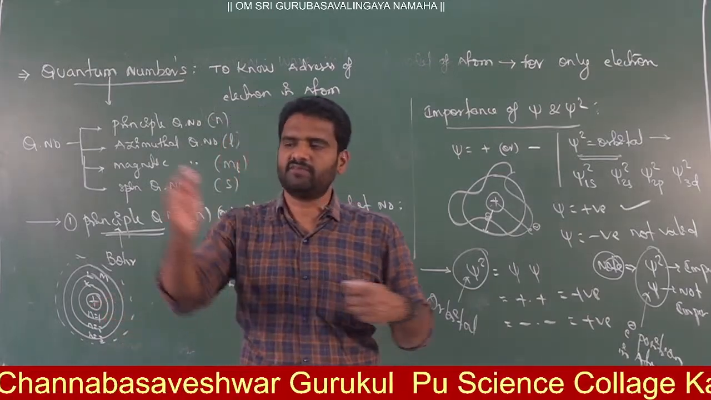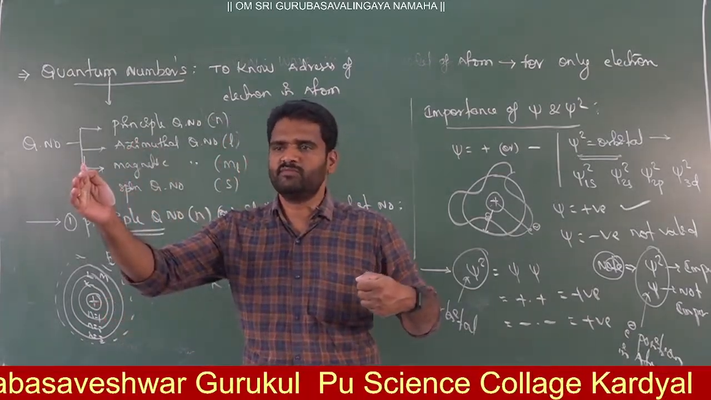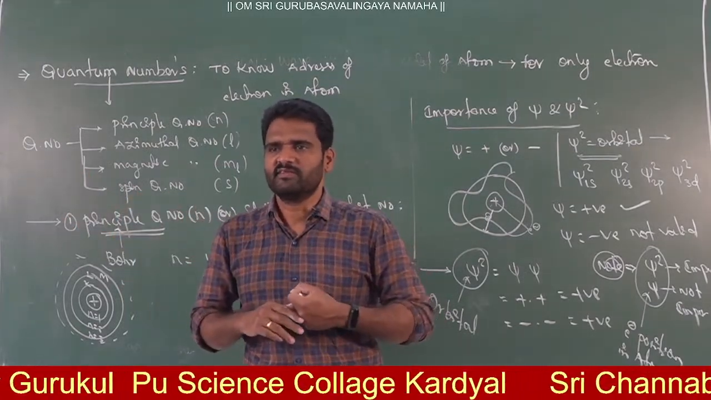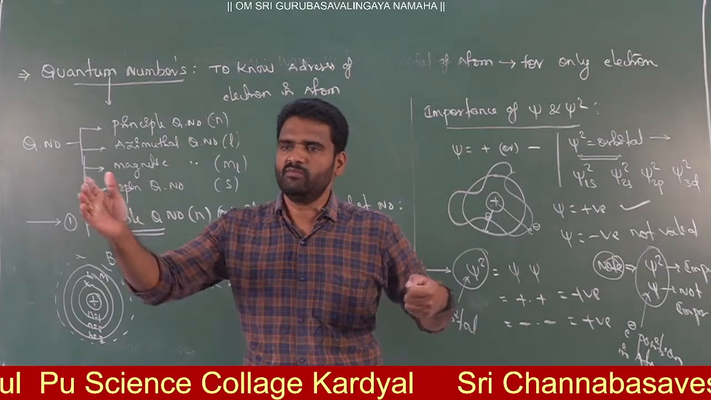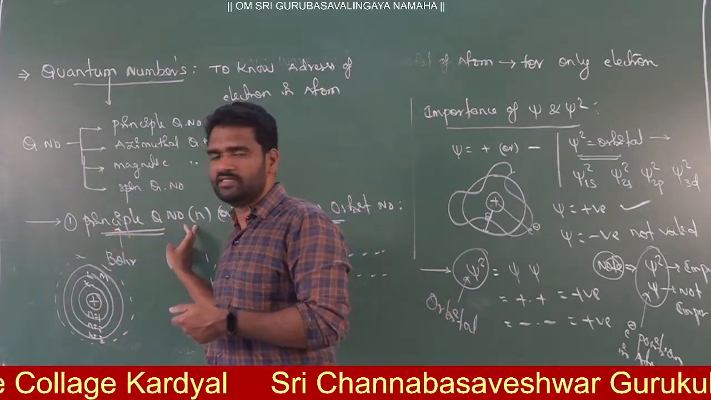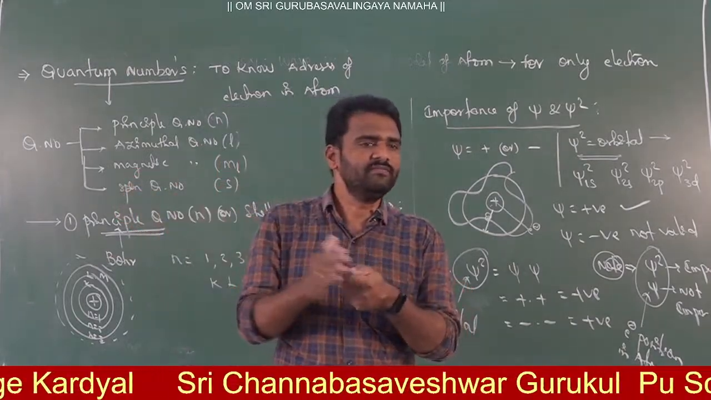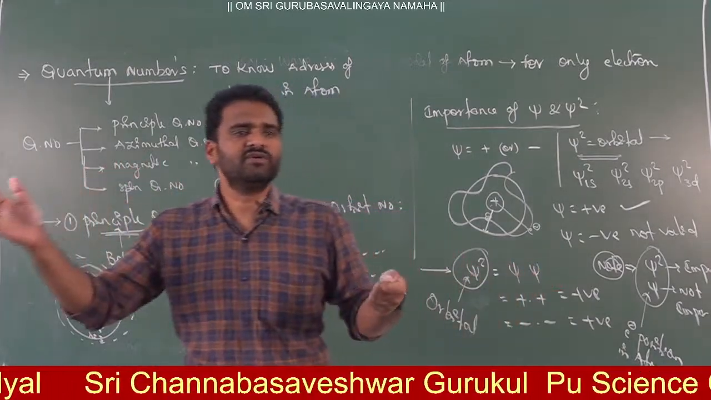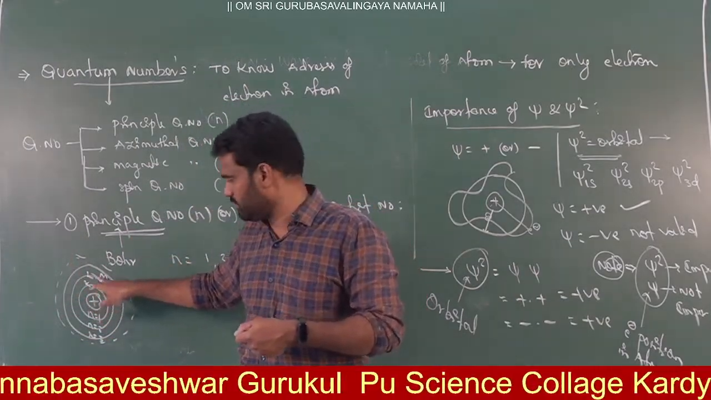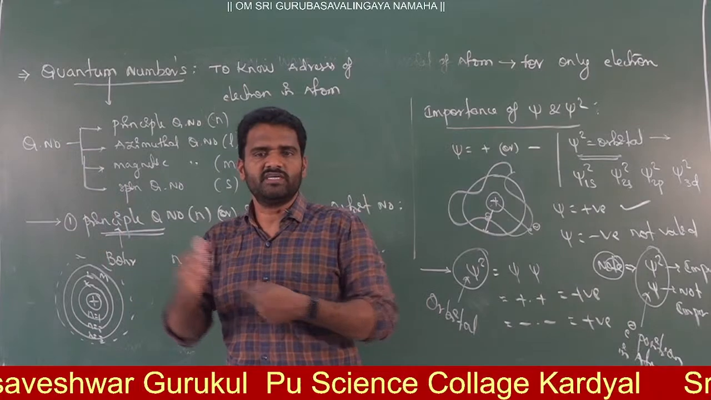then what about the size of the atom? More. And what about energy? Energy also more. Yes or no? Energy also will be more. That means the principal quantum number is giving details about what? The size of the atom, with respect to orbit number, and the energy. Energy also we are getting.